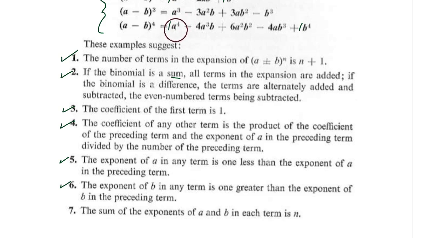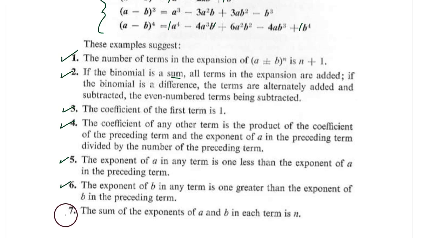So while the letter A is decreasing as you move across, the exponent on the B is increasing. There's no B here, or maybe you think of it as B to the 0, but now you have B to the 1, and then B to the 2, and then B to the 3, and B to the 4th.